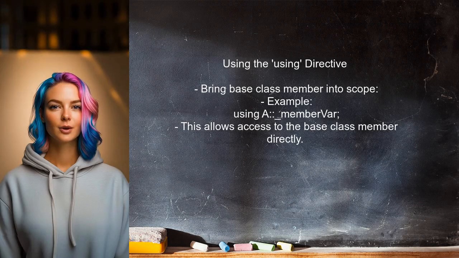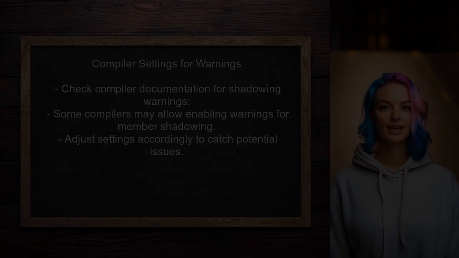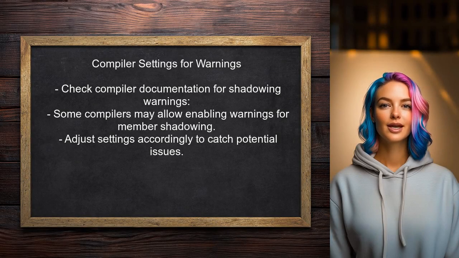The user can also utilize the using directive in the derived class to explicitly bring the base class member into scope. This allows the user to access the base class member without ambiguity. Lastly, the user should be aware of the compiler settings. Some compilers may have options to enable warnings for shadowing. Checking the compiler documentation can provide insights into these settings.